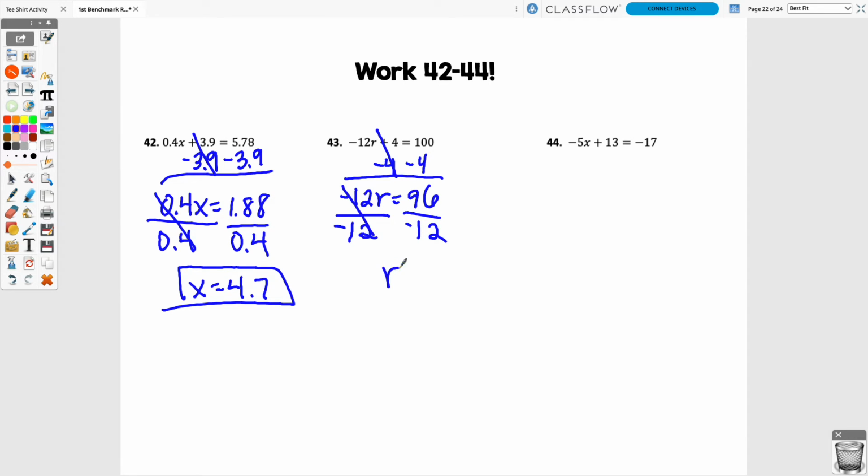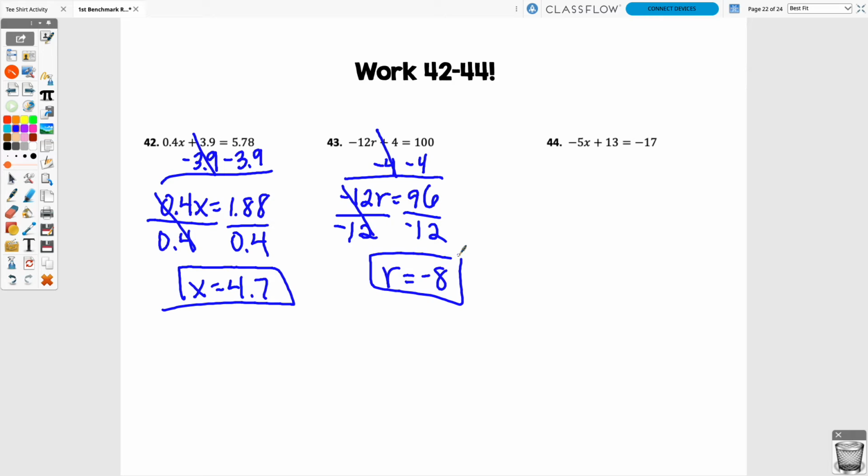So r should equal what? Negative 8. Yep, r should be negative 8 for number 43. Remember, we can always go back in and substitute if we wanted to check. Negative 12 times negative 8 would give us positive 96. And then 96 plus 4 would equal 100. So that means we worked it correctly.